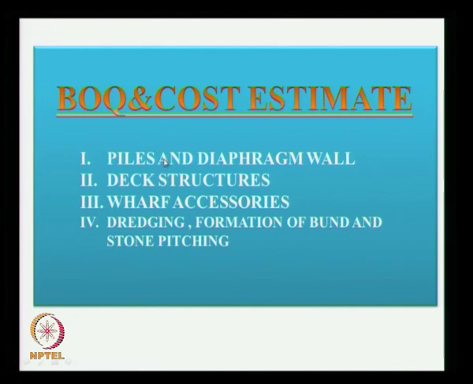and there are mainly four components. One is the piles and diaphragm wall. The cost of this element is more than 75% in any berthing structure. Other things are deck structures, wharf accessories, and if you have dredging, and then if you want to form the bund or stone pitching, that also comes under some miscellaneous items. That also we will discuss. We will discuss this cost estimate under these four categories.